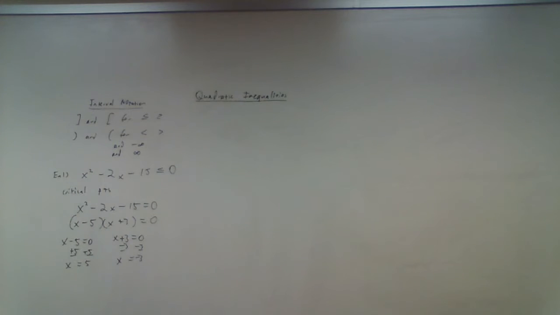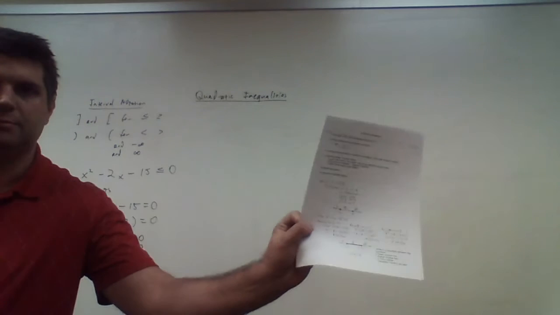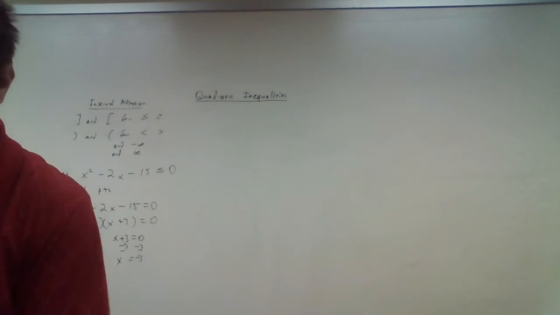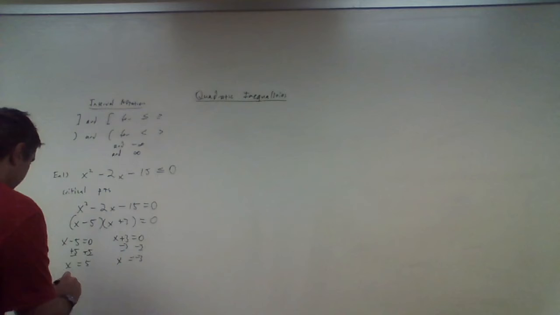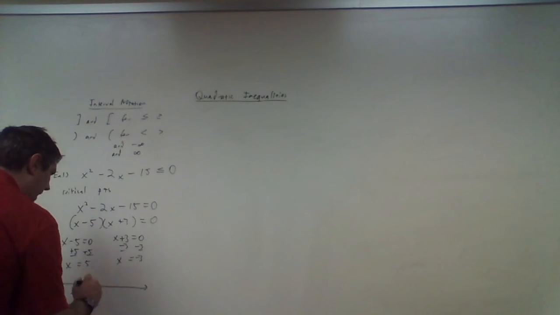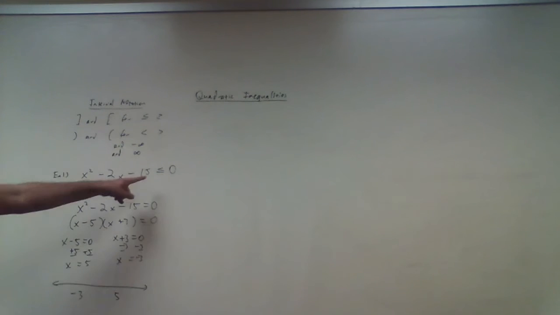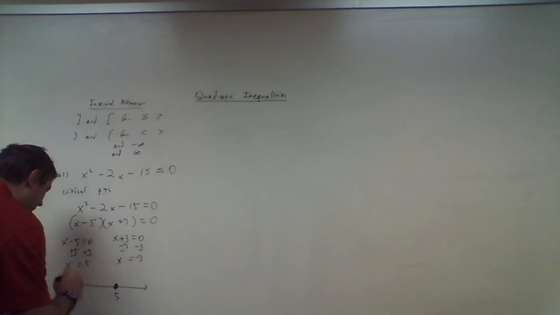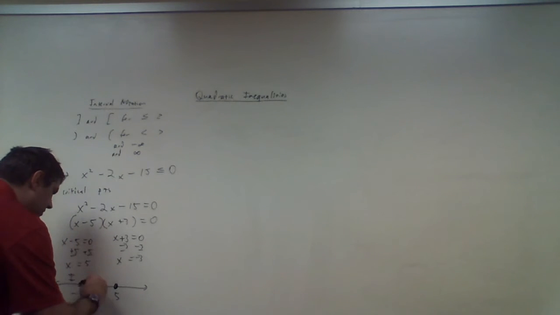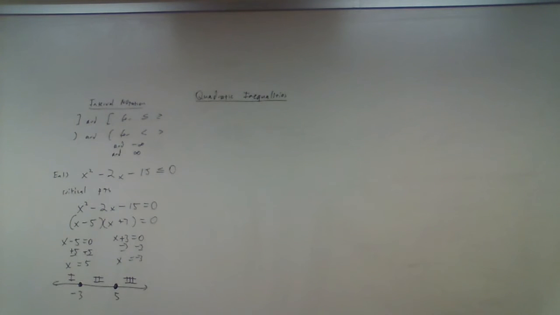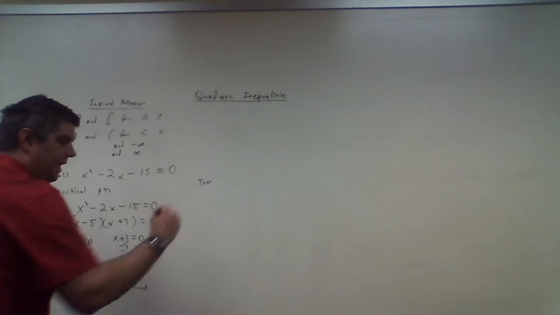The next step, step 2 on this paper, is to plot the critical points on the number line, a skeletal number line. So we have negative 3 and we have positive 5. Because of the or equal to, these are going to be closed dots temporarily. And then we also number the regions. Now, what we do next is we test each region.